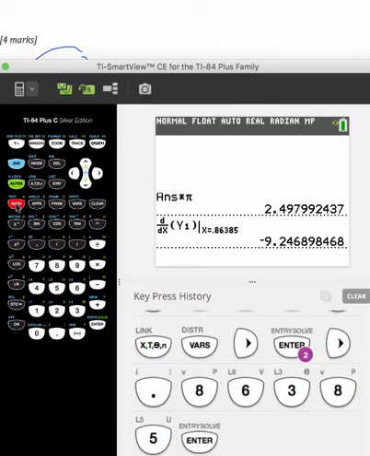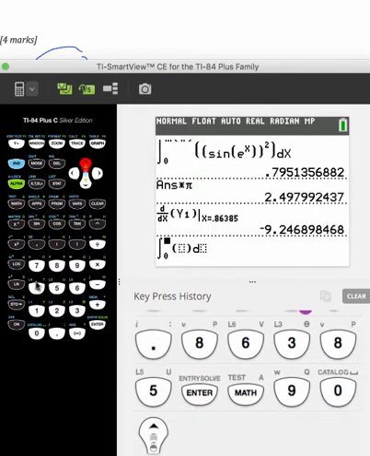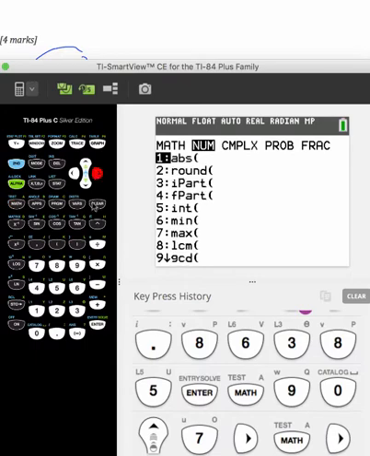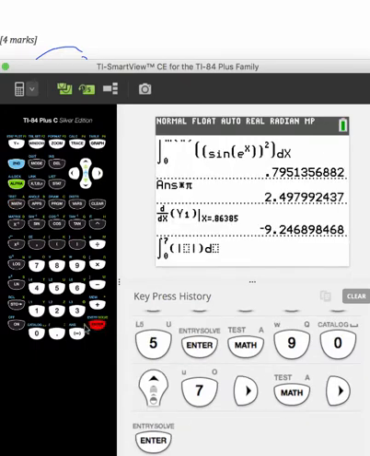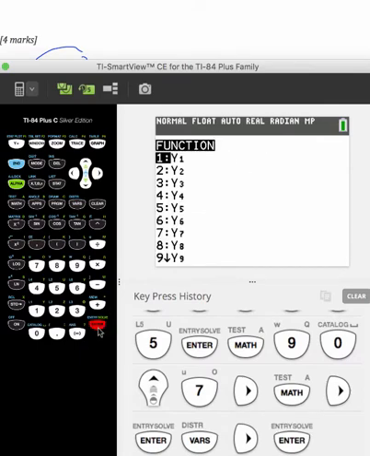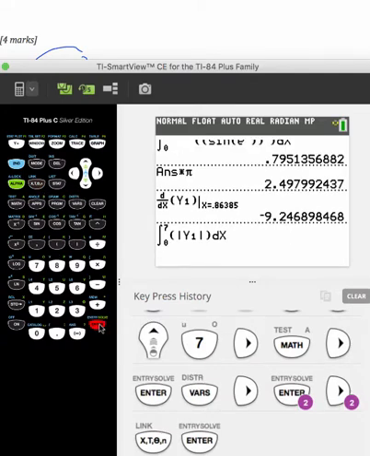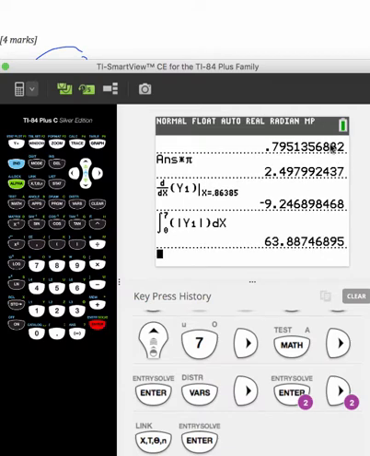All right, math, fnInt, from 0 to 7. I need to put the absolute sign, so I'm going to do that. Math, number, absolute, and I'm going to put y1 in there. No need to type it again. All right, done that. And I'm going to integrate with respect to x. And please calculate. Ooh, look at this, it's a lot of work. There you go.